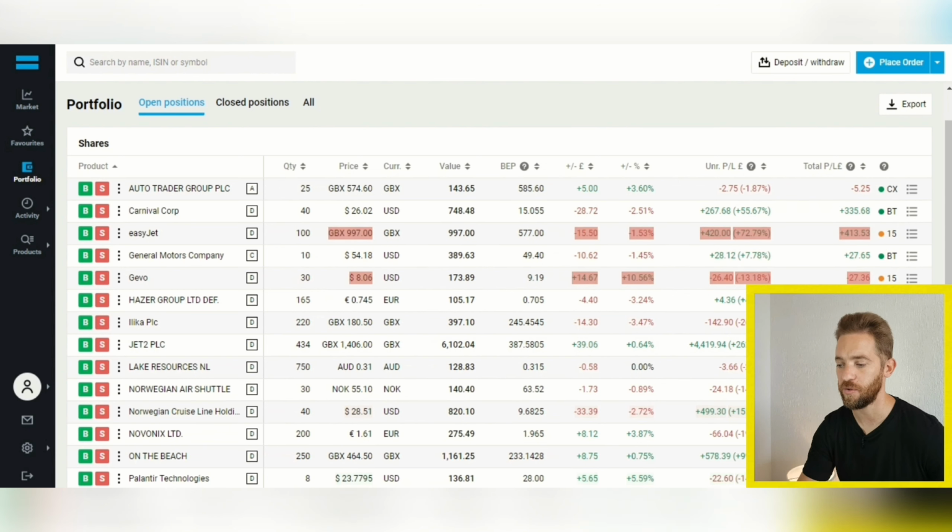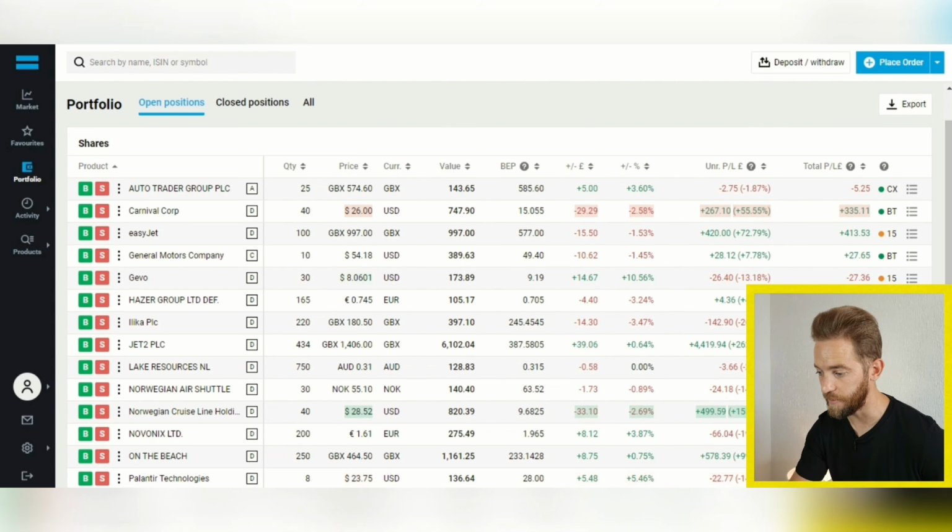So this is one stock that I hold, Lake Resources. There's a video on my channel about this one. I really like this one actually as a long-term hold, a lithium mining company. But because it's the Australian market, they only update the prices at the end of each day. So keep an eye on that as well, because this price that's shown here is not accurate.